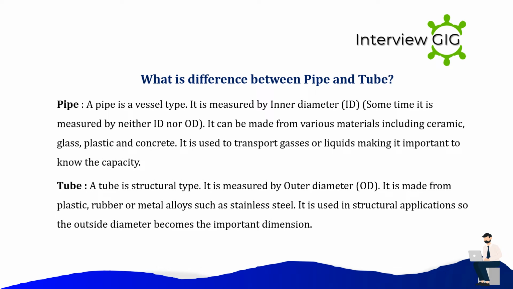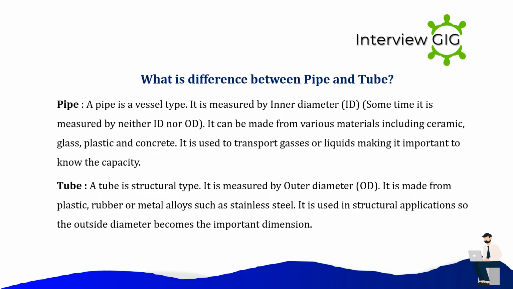What is difference between pipe and tube? A pipe is a vessel type. It is measured by inner diameter, ID, and sometimes it is measured by neither ID nor OD. It can be made from various materials including ceramic, glass, plastic and concrete. It is used to transport gases or liquids, making it important to know the capacity.